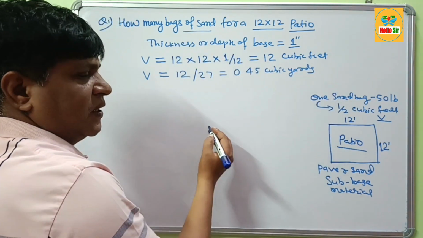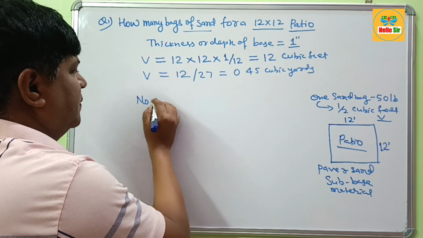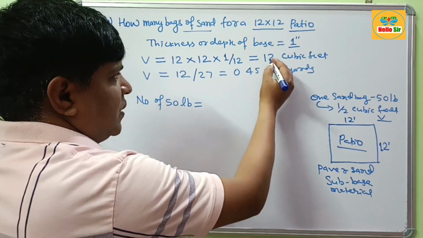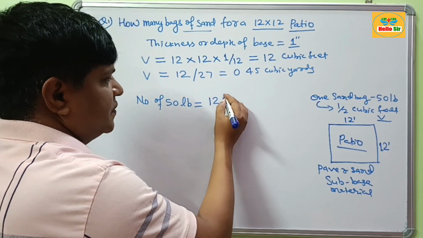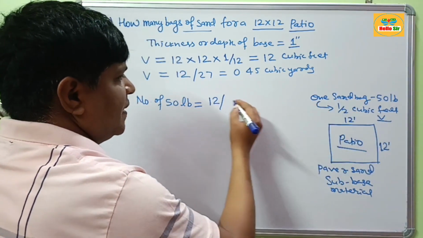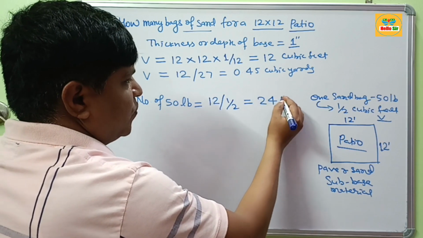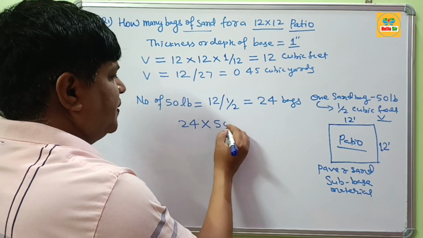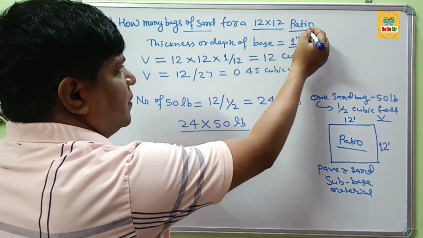But in this calculation, you have to know how many sandbags. Then you have to know the number of 50 lb sandbags is equal to the total amount of cubic feet. You have 12 cubic feet. This will be divided by the yield of one 50 lb sandbag, that is 1 by 2. When you solve this, this will come to about 24 bags. It means you need about 24 50-pound bags of sand for a 12 by 12 patio.